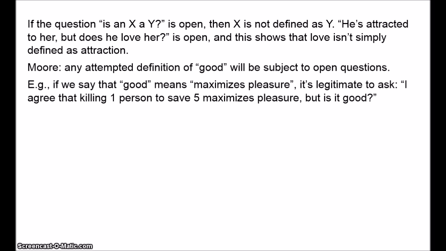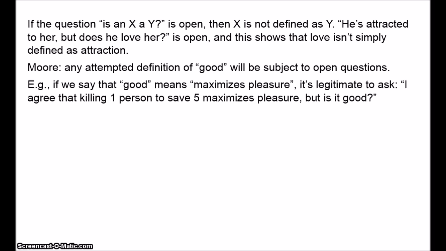It's easy to generate open questions about this. Consider scenarios like trolley problems where you can kill one person to save 5. You can say, well, I agree that killing one man to save 5 would maximise pleasure, but is killing one man to save 5 good? That's a perfectly reasonable question. But if it were true that good means maximises pleasure, then that question would be silly. It would be like saying, Frank is a bachelor, but is Frank unmarried? So we can't define goodness as pleasure maximisation. Goodness and pleasure maximisation are two different things.